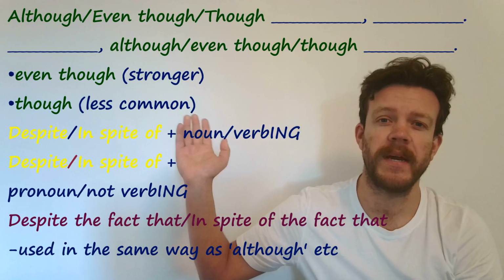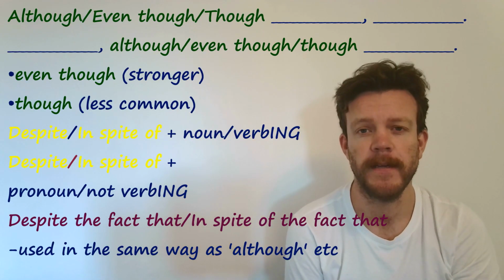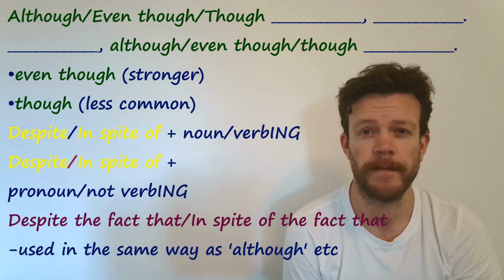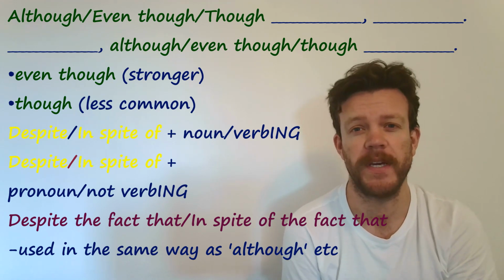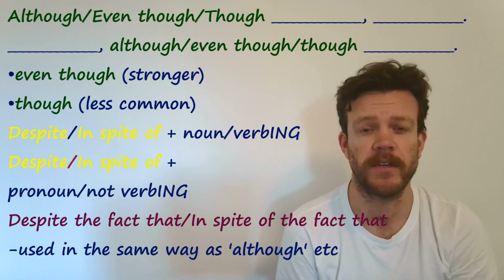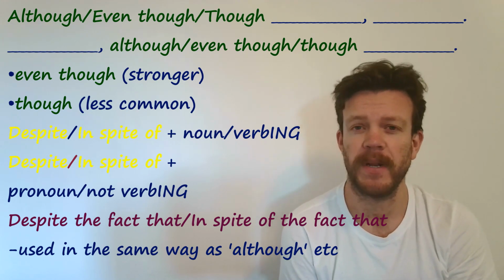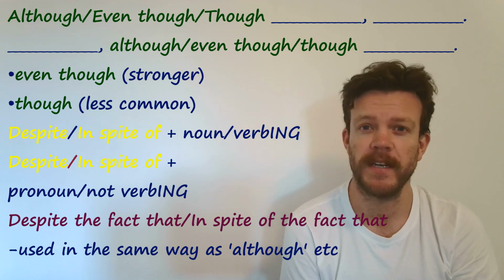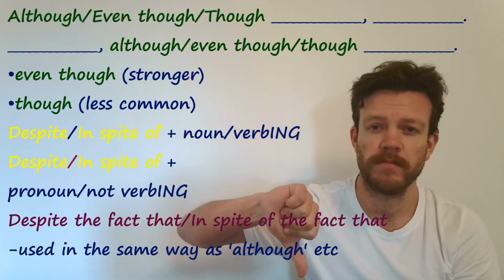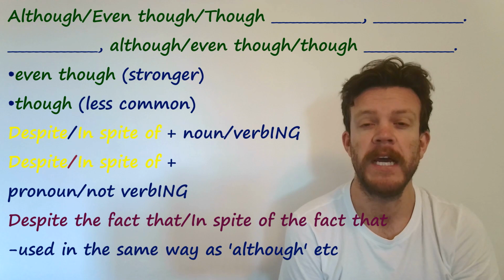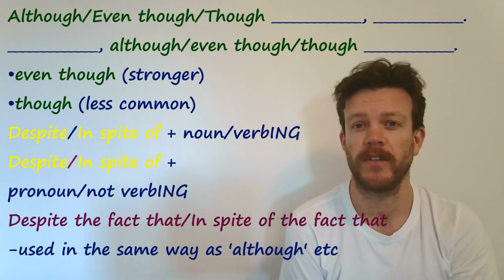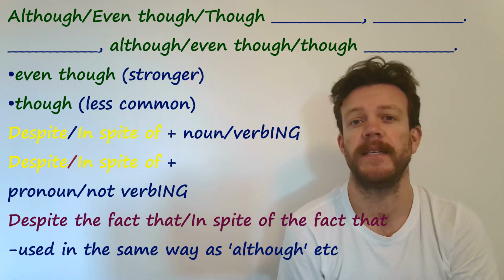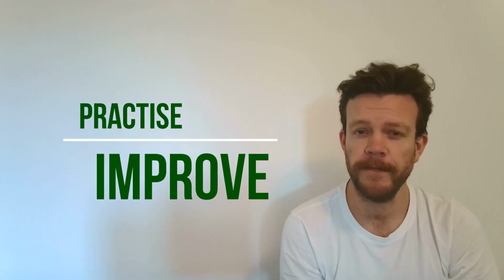So that's the explanation over. The information is summarised here. The main things to watch out for is really just with despite or in spite of. It needs to be plus a noun or verb ing. Be careful when using the negative and use not plus verb ing, and be careful of mixing the two and not saying despite of. So now let's practice and improve.